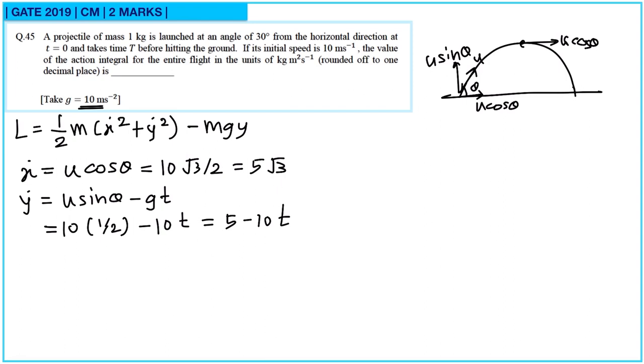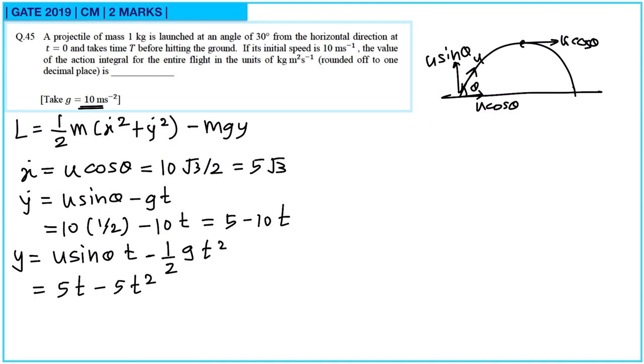So we have x dot and y dot with us. Now we also require y. Now we will use formula s is equal to ut plus half at square. So in vertical direction we have u, which is u sin theta, into t. Acceleration in downward direction, so half, so here we will have minus g into t square. Now u sin theta is 5. So this is 5t minus g is 10 by 2, that is 5t square. So these are the values of x dot, y dot and y.